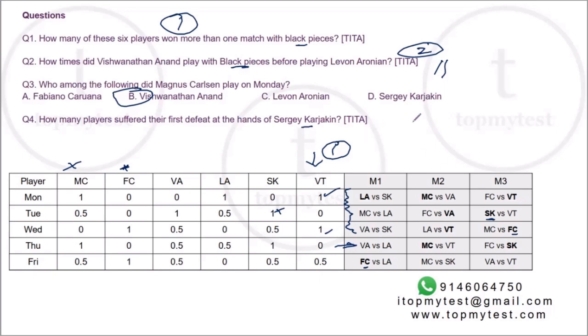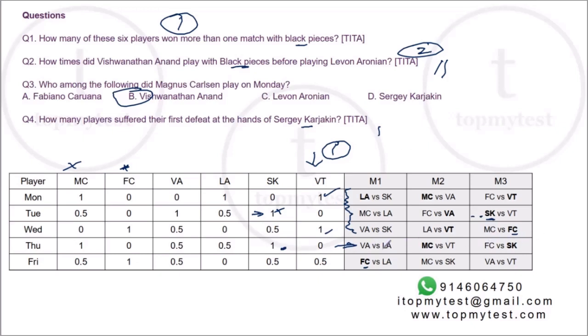So their very first defeat should be with Sergei Karjakin. Now, Sergei Karjakin, the first time he won is on Tuesday. On Tuesday, he plays VT. Now, VT on Monday had won. So VT's first defeat was versus Sergei Karjakin. So that is one person. Now let's look at the second victory for Sergei Karjakin. That is on Thursday. Who did he play on Thursday?